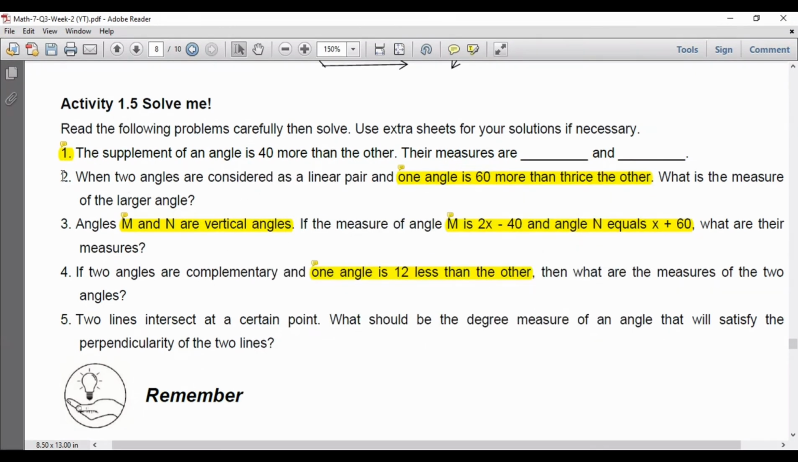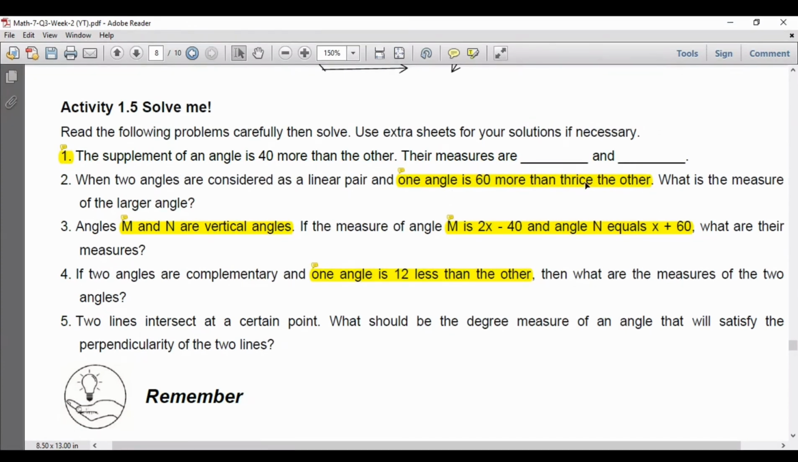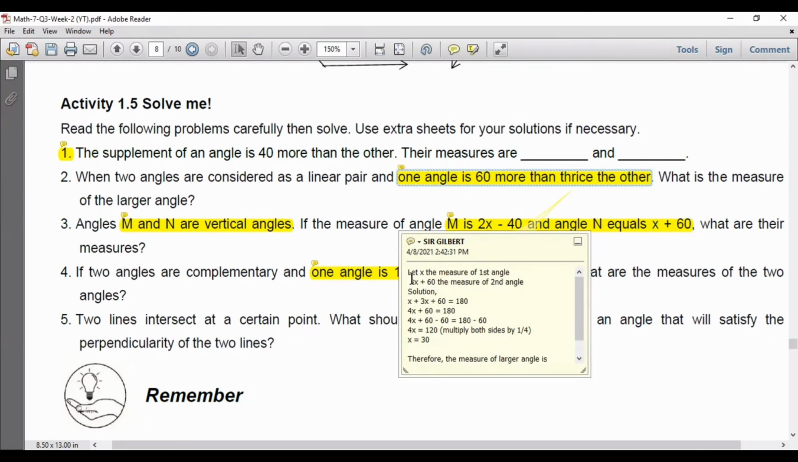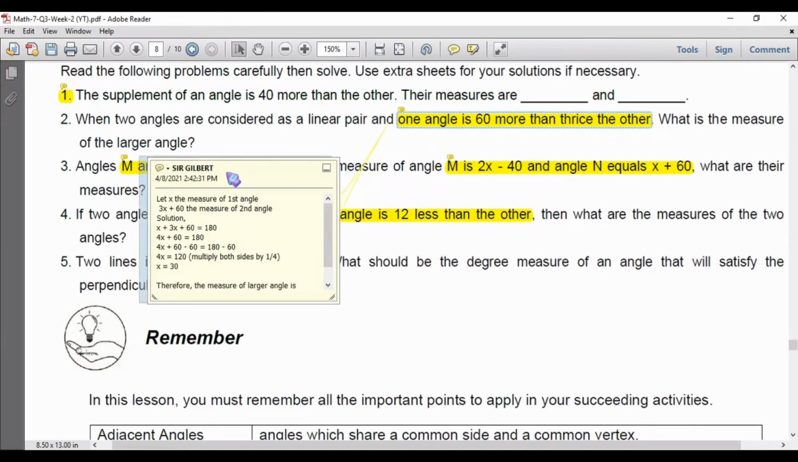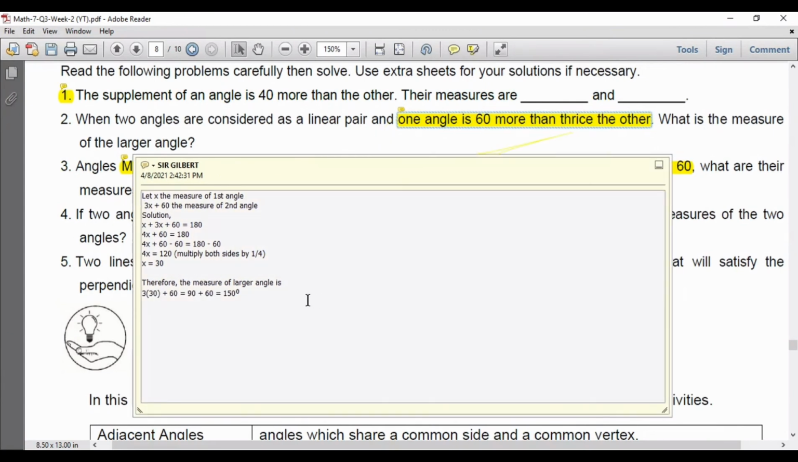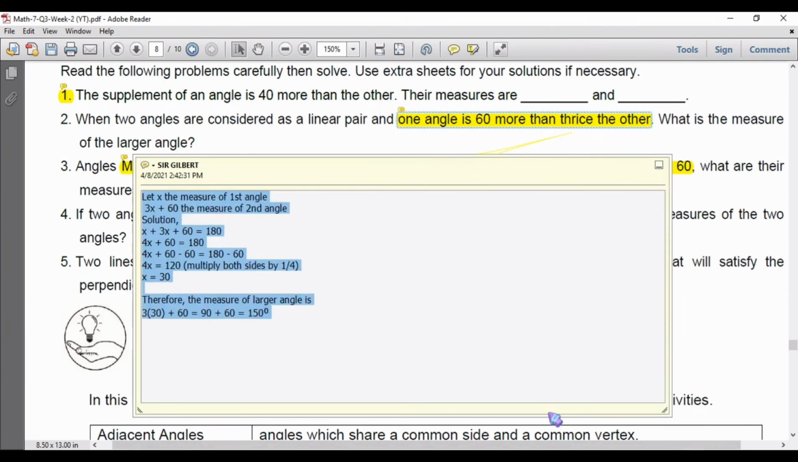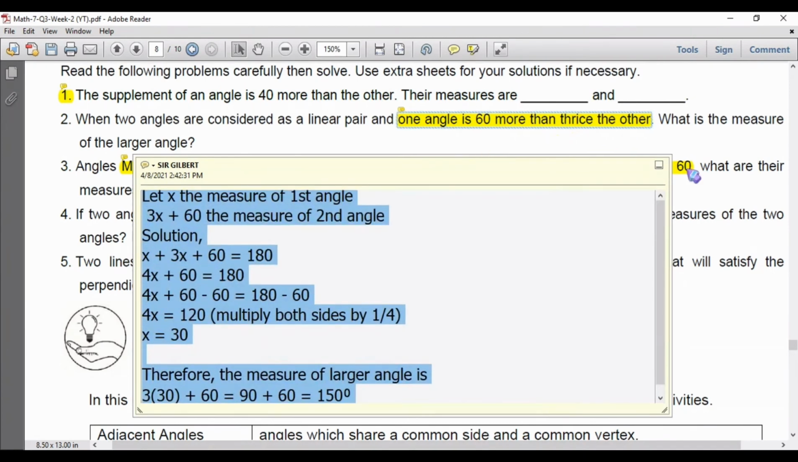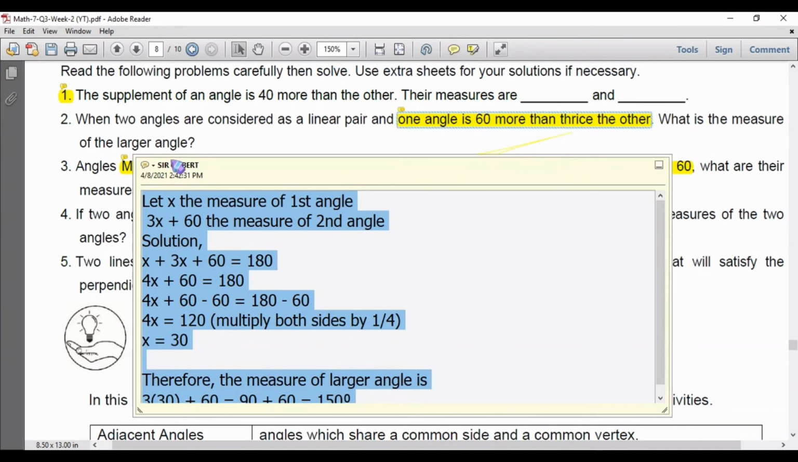Okay, so number 2: when two angles are considered a linear pair and one angle is 60 degrees more than thrice the other, this will be our solution. Let x be the measure of the first angle. They are two angles, and since they are a linear pair, one angle is 60 degrees more than thrice the other. So the first angle is x. The other angle is 3x plus 60.